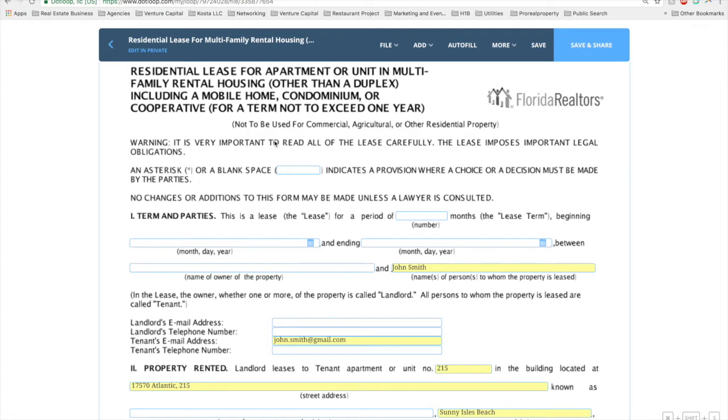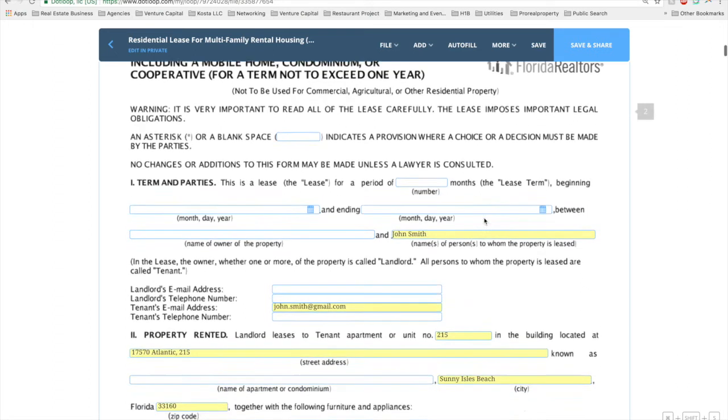Warning: it's very important to read all of the lease carefully. The lease imposes important legal obligations. An asterisk or a blank space indicates a provision where a choice or decision must be made by the parties. No changes or additions to this form may be made unless a lawyer is consulted.